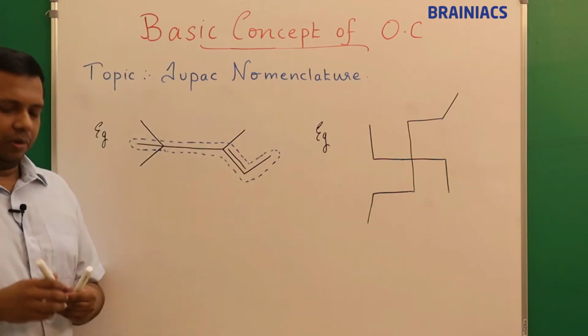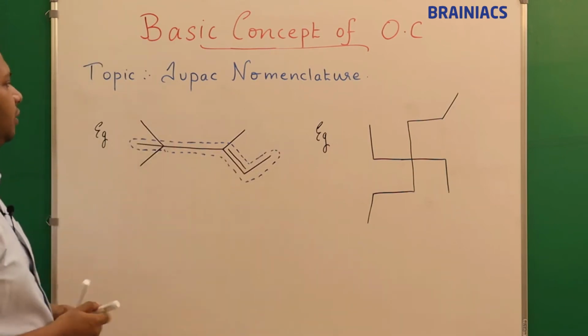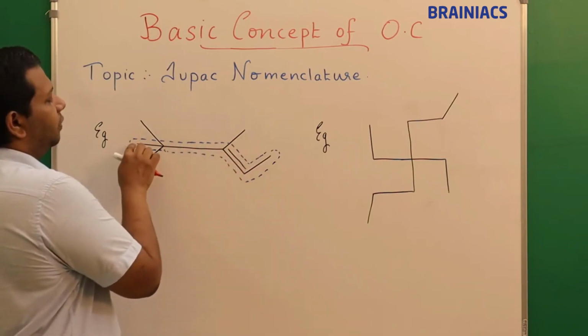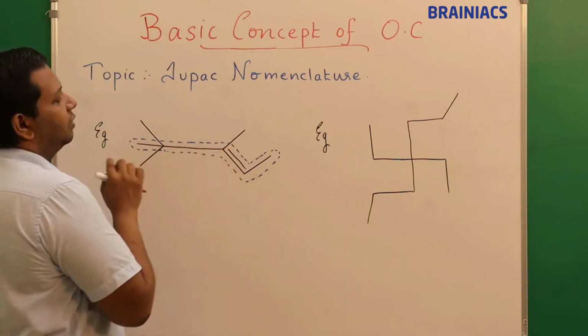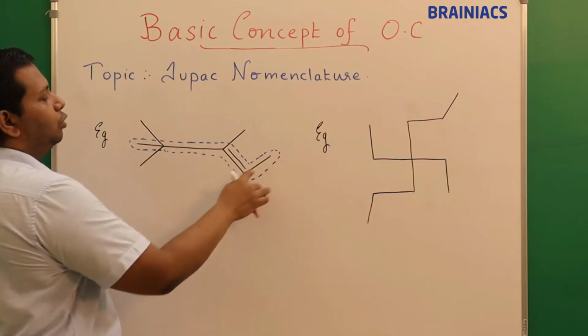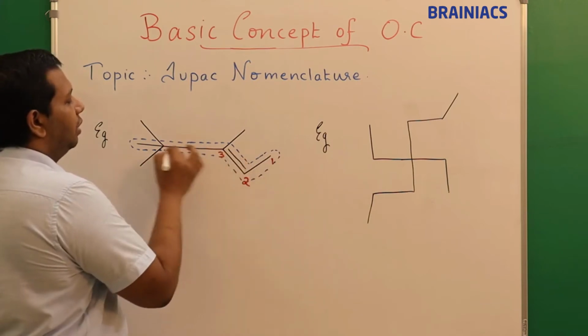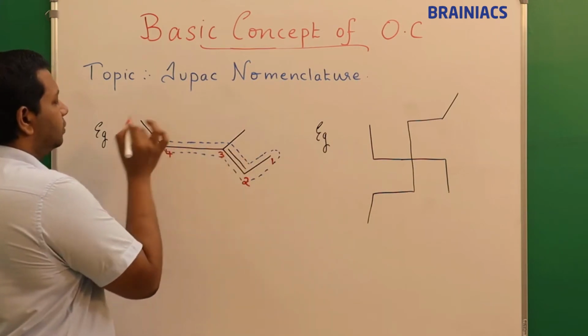Correct? Now the next thing is the numbering. Here the double bond should get the lowest possible number. So I should not start from here. If I start from here, 1, 2, 3, 3 is the number coming. But if I start from here, 1, 2, 2 is the number coming. So I should say 1, 2, 3, 4, 5.